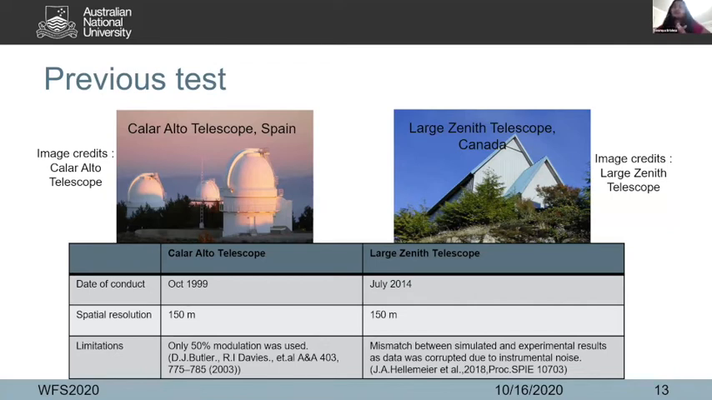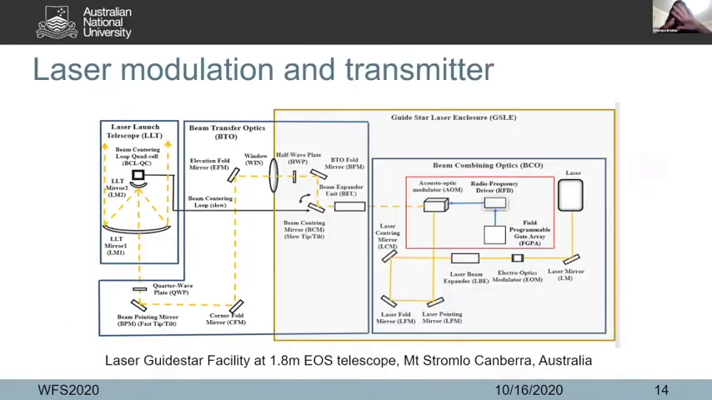But the limitation they had was that the experimental results they obtained for the centroid variation did not match the simulated results. So it is very necessary for us to check how the variation of the centroid depends on the different laser modulation depths. That has still not been verified. So we have decided to validate this technique again at Mount Stromlo, Canberra, Australia. We're planning to implement this technique at the 1.8 meter EOS telescope at Stromlo, Canberra.